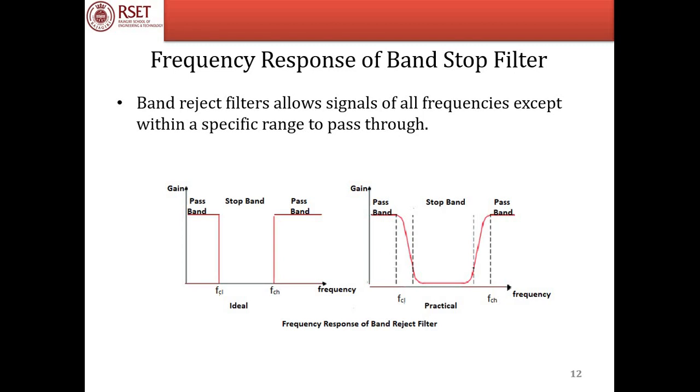Then we discussed four basic classes of filters based on their frequency response. They are low pass, high pass, band pass and band stop filters. So all these four types of filters, low pass, high pass, band pass and band stop filters can be implemented using only passive components or using both active and passive components.